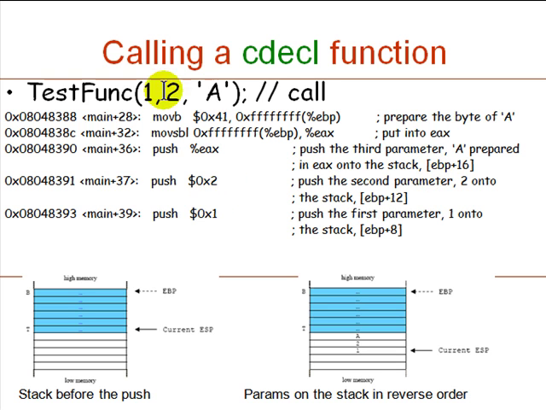Then you push 2, this is in hexadecimal, then you push 1. So all these parameters are getting pushed, and then the EBP, A, 2 and 1 are here, and the current ESP moves downwards. So it helps to read assembly code, because if you're debugging, sometimes you may not have the source code, and you should still be able to understand what's happening in a function call.